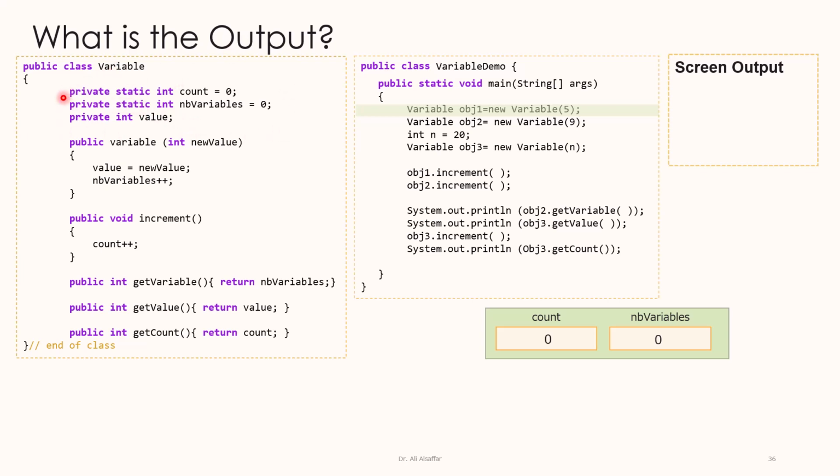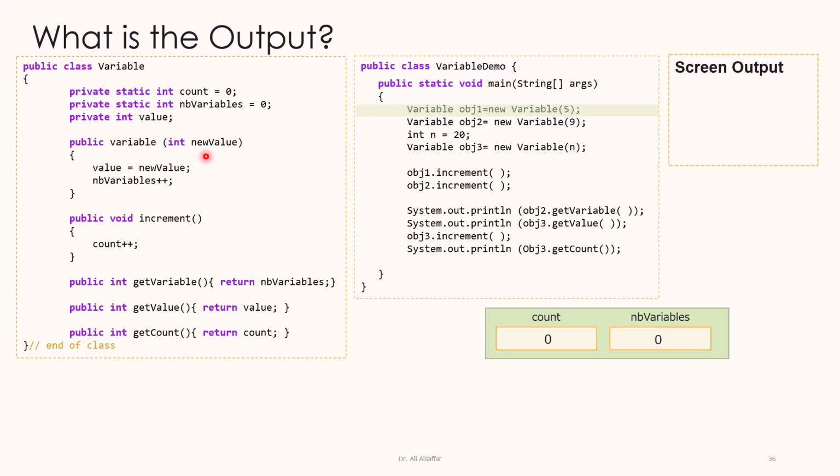The first two are static integers, both initialized to 0. The third data member is an instance variable. It is non-static and it is an integer and it is not initially initialized by the programmer. So therefore, when an object is created from this class, the system will automatically give it a default value, which is 0. The class also has a constructor that receives one input parameter as integer.